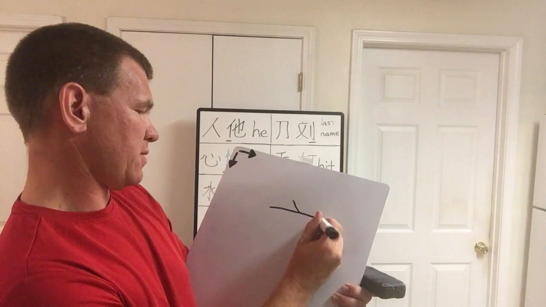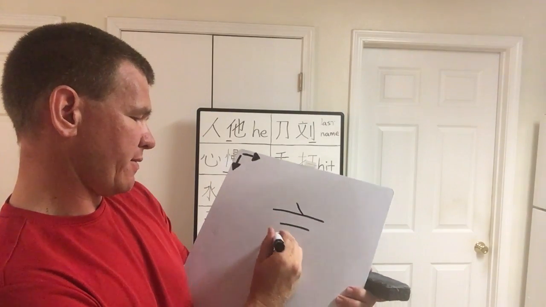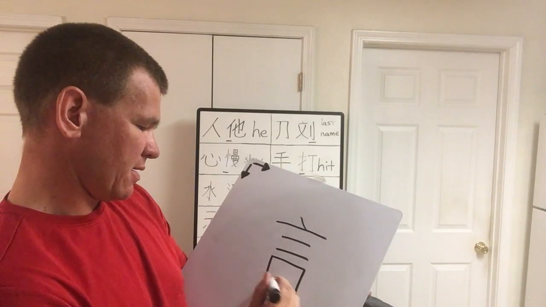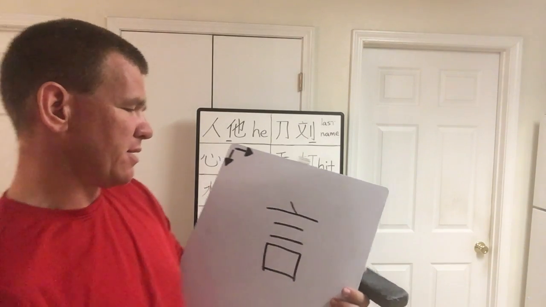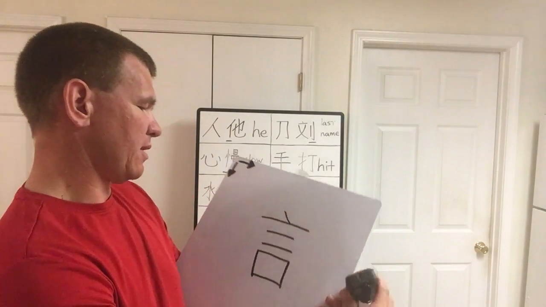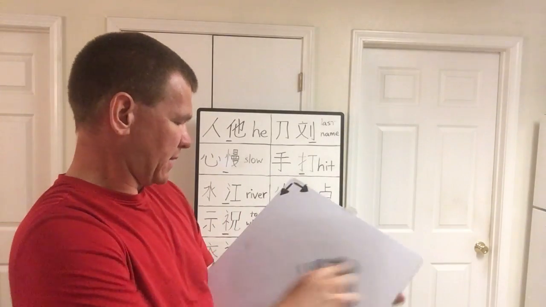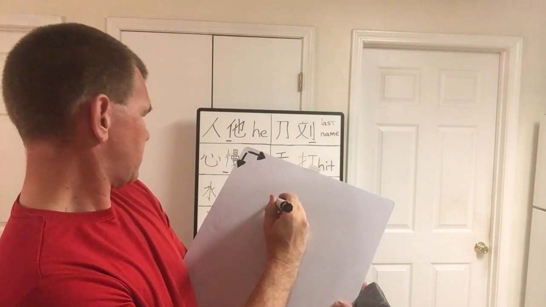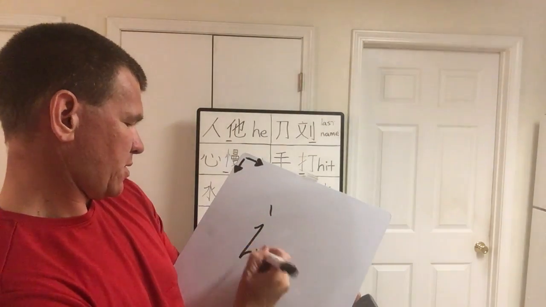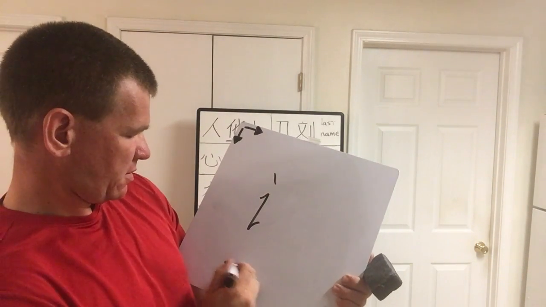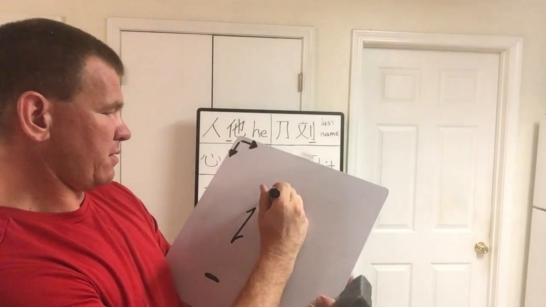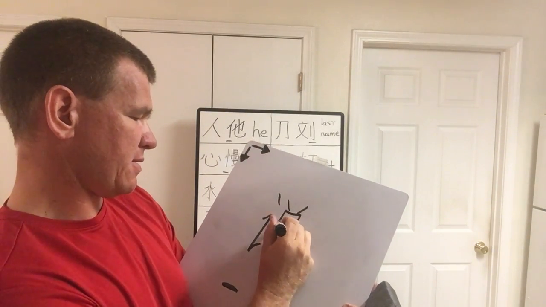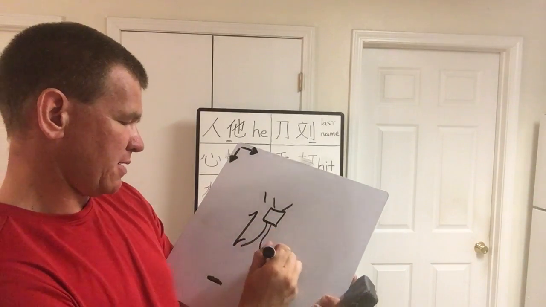1, 2, 3, 4, 5, 6, 7. That is words or speech. Now, as a radical, it's on the left side. 1, 2. It's only 2 strokes. 3, 4, 5, 6, 7, 8, 9.